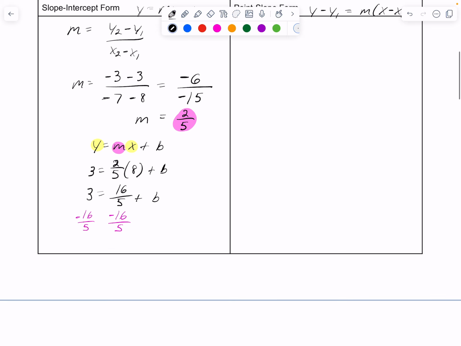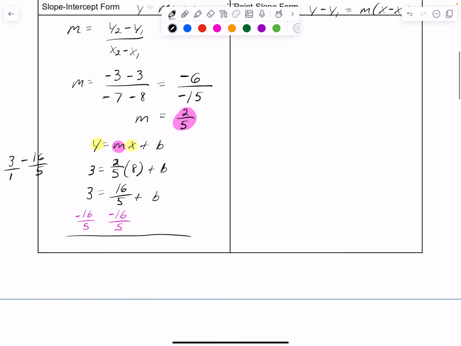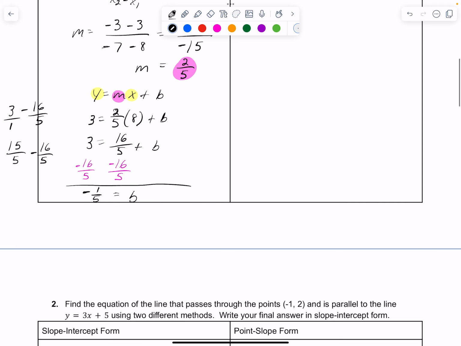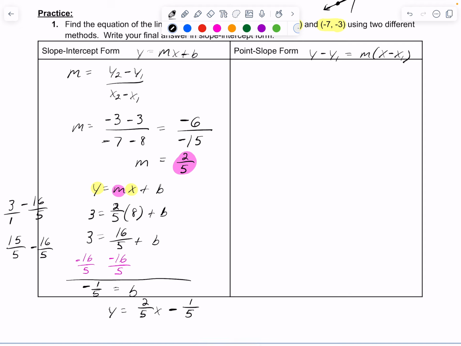All right, and then I'm going to do a little work to the side here. So 3 minus 16/5. I'm going to rewrite 3 over 1 to have a denominator of 5. So that's going to be 15/5. All right, minus 16/5, which is going to give us b equals -1/5. All right, so to write my answer in slope-intercept form, I'm going to write y equals 2/5 x minus 1/5. All right, now I know there were some fractions in there, but hopefully you saw the general idea with this: you need the slope, you need a point, and then you plug in to find your b, which is your y-intercept.